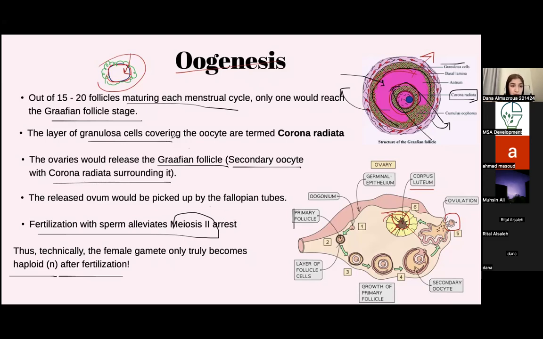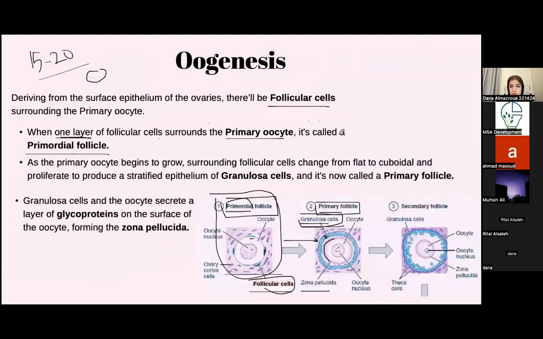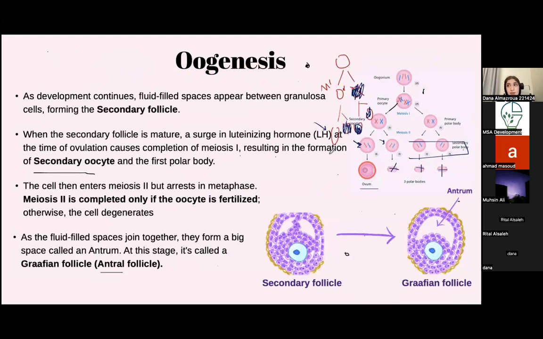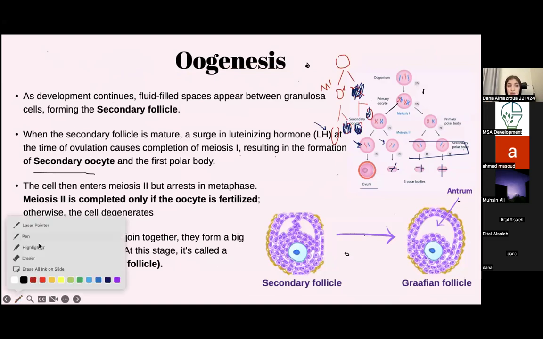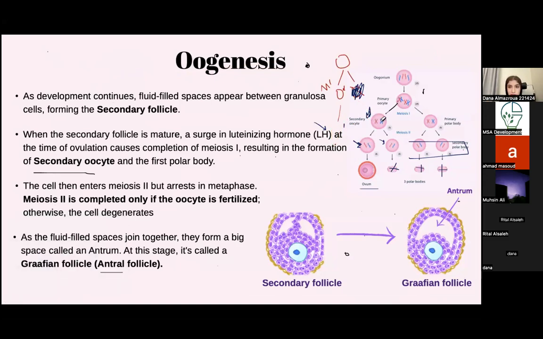What's the function of corona radiata? You see those cells that were here, that were surrounding it? It's one of the cells that initially released the glycoprotein and formed the zona pellucida, but it's very important in fertilization. Why is that? I don't know if you know this from high school, but in fertilization, so many sperm try to penetrate and try to fertilize the egg. And only one sperm should be able to fertilize.